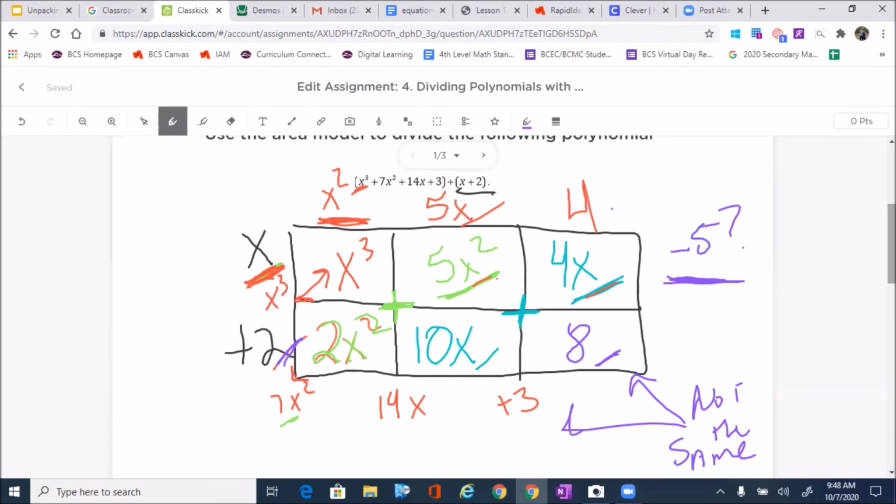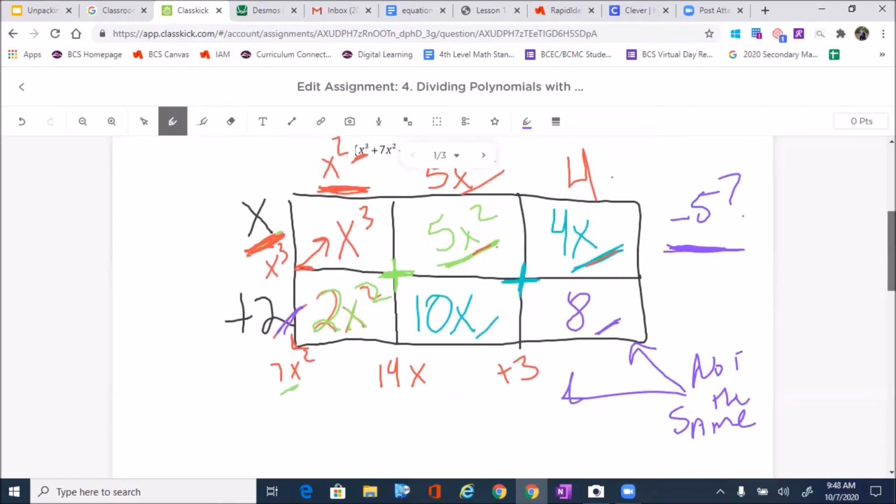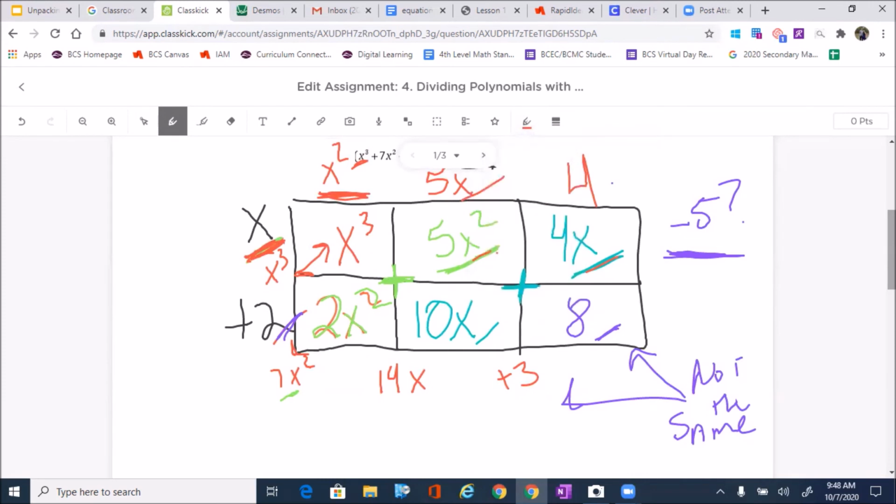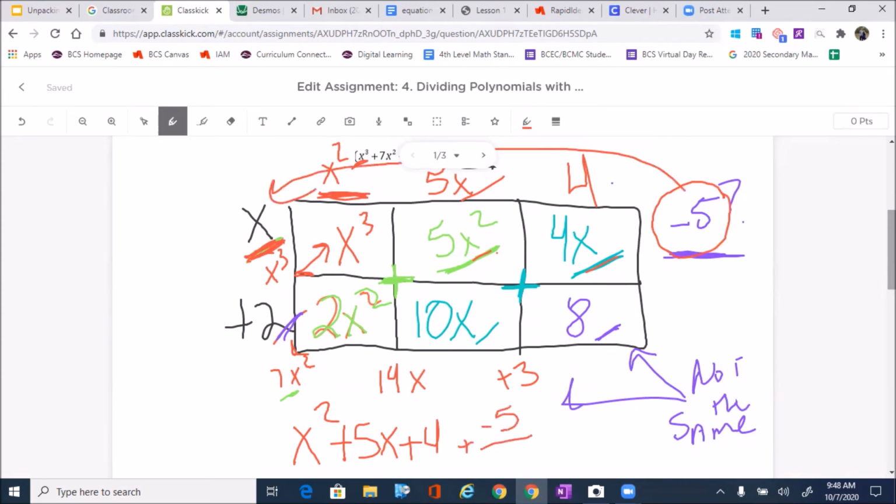-5. Now, the one thing I want to do as soon as I get all this information is I've got to come down and I've got to write my answer. So I say x squared plus 5x plus 4, and then there's that remainder, and I need to put it over the divisor, right there. So I say plus -5 over x plus 2.